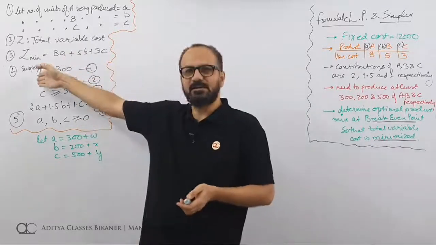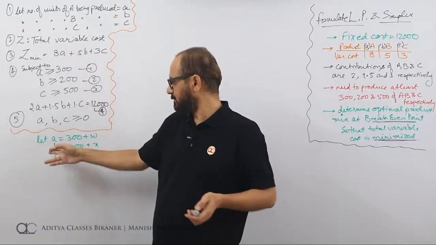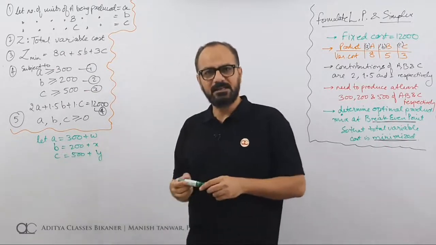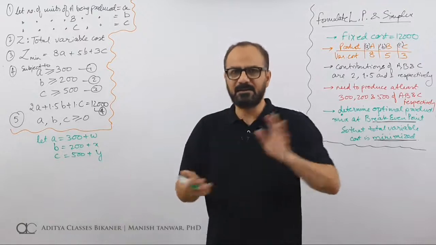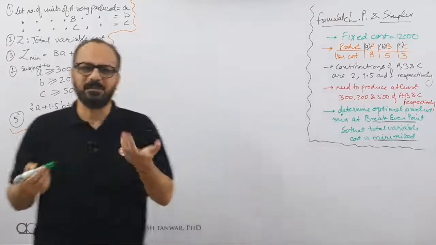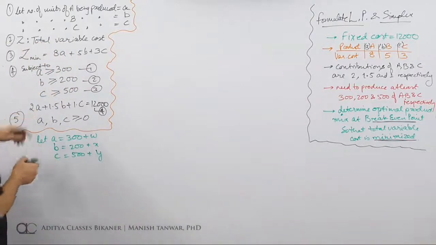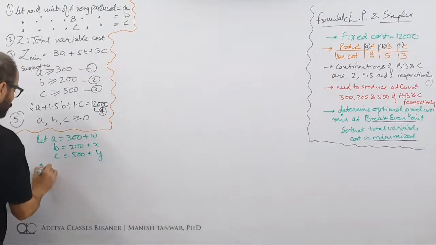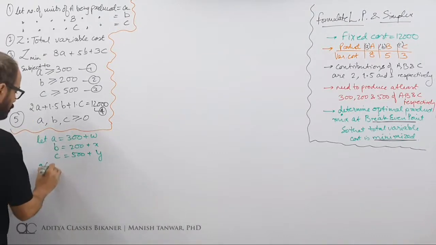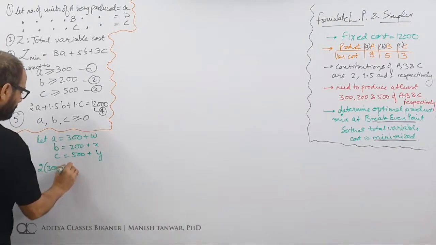Why do I need to write a constraint about A? I already know the value of A, I already know the value of B, I already know the value of C. So I need not write constraints about them. Yes, as far as this constraint is concerned, I will make substitutions. What is this? 2A. This is 2A. Making it A is this, 2A.